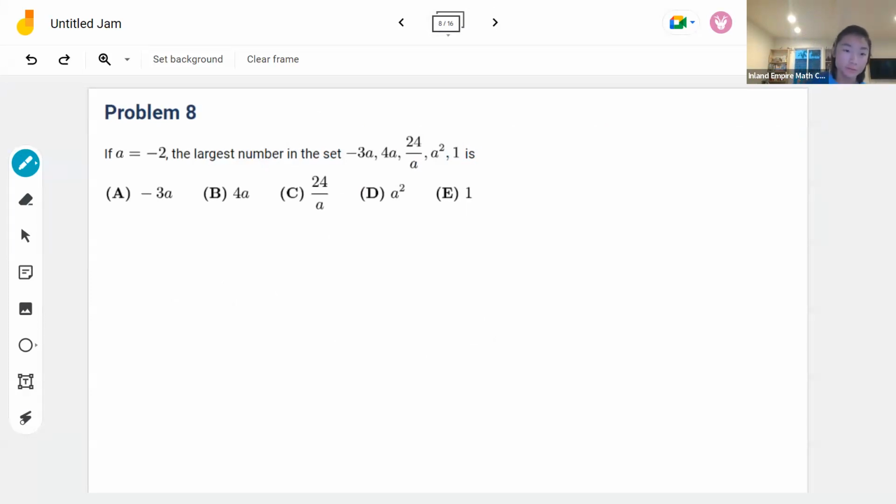Okay, so for this one, we define a as -2, and we're going to be looking for the largest number in the set -3a, 4a, 24 divided by a squared, and 1. All right, so we'll take around 2 minutes for this one. And let's see how we do.